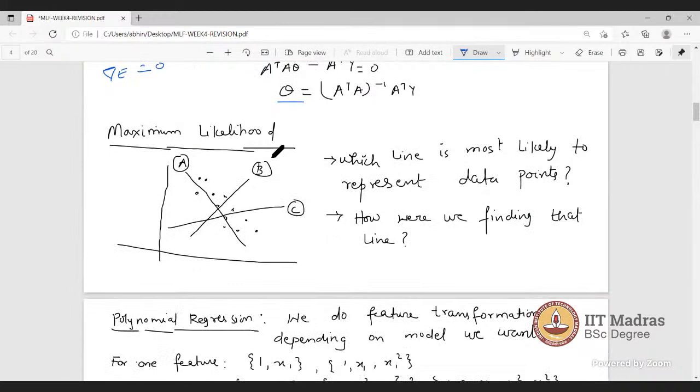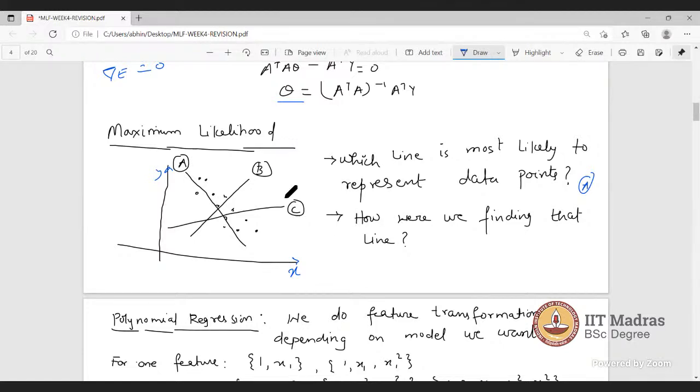The next concept covered in week 4 was maximum likelihood. In simple terms, how can we understand maximum likelihood? See this figure. Suppose this is a figure where the x-axis is some feature value x and the y-axis is some label y. Can you tell me, out of these three lines A, B, C, which line is most likely to represent the data points given in this figure? Line A, right? Not B and C. Correct. So I can say A is most likely to contain all these data points, or I can say that this is the line of maximum likelihood.